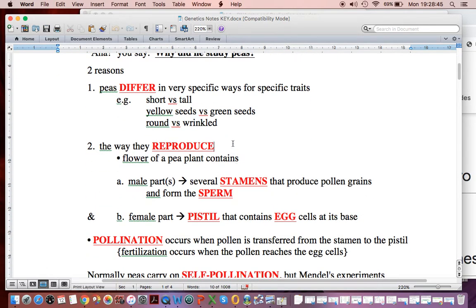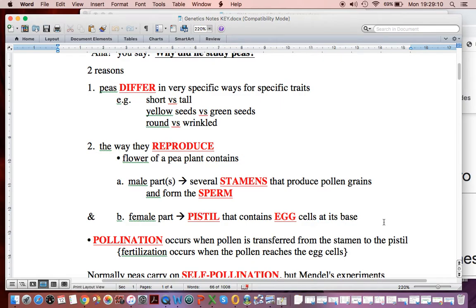The way they reproduce turned out to be very important. So the flower of a pea plant contains male parts, which have a stamen. They produce the pollen, which contains the sperm. In the center, they have the female part called the pistil, and at the base, there are egg cells. So for fertilization, sperm have to make it all the way to the female part with the egg.